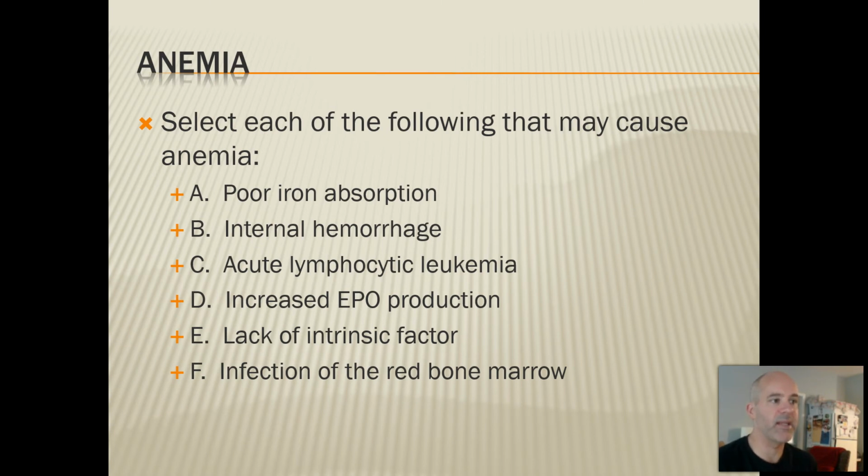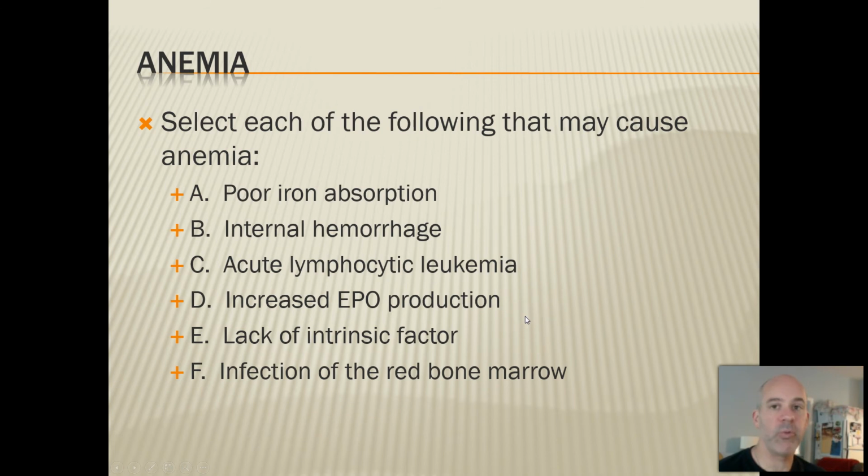Are you going to have increased EPO? Would increased EPO production cause anemia? And hopefully you're thinking no. EPO stimulates more red blood cells to be made, not fewer. A lack of intrinsic factor. Yes, if you go back and look, intrinsic factor is necessary for proper absorption of vitamin B12, and if you don't have adequate vitamin B12, you're not going to make red blood cells properly.